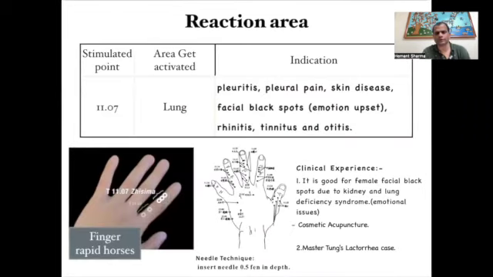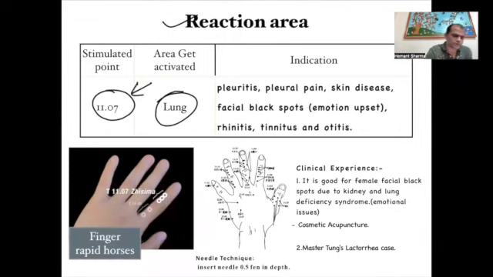In the Master Tung, there is a very important thing called the reaction area. Like the point 11.07, working on the lungs, right? So we are telling that if we insert the needle on 11.07, the reaction area is the lung. So it is working on the lung as well as the skin.